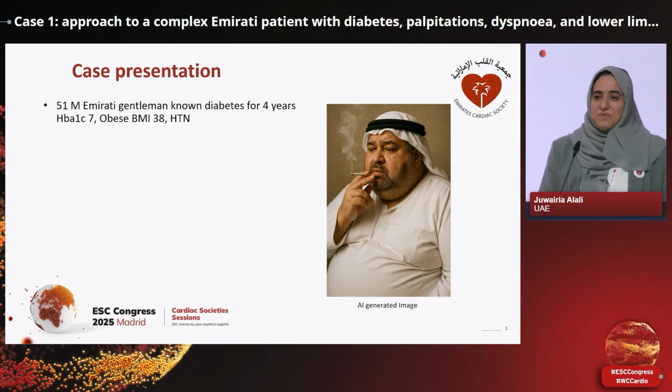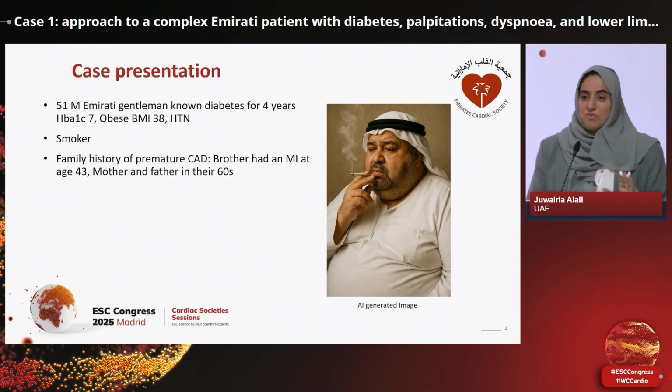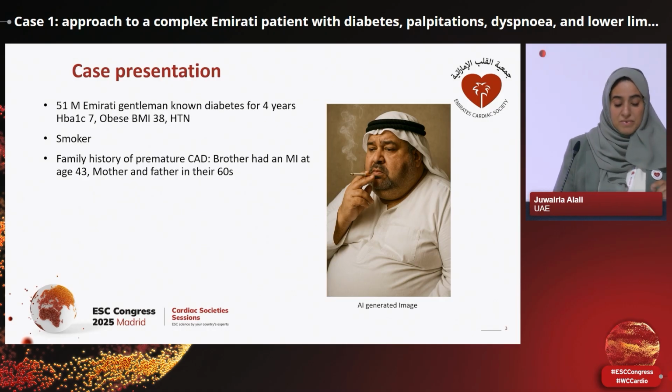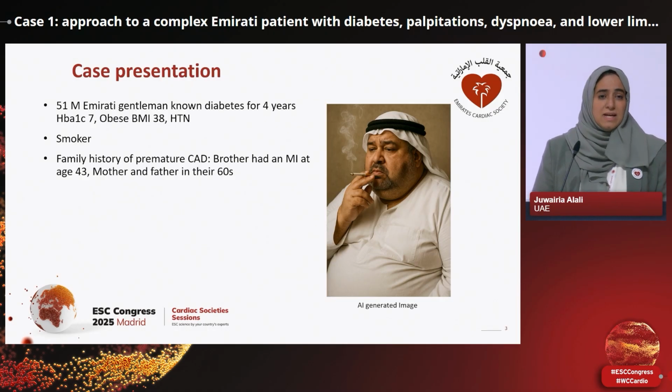So he is a 51-year-old Emirati gentleman. He's been diabetic for 4 years. He has a hemoglobin A1C of 7, which is not that bad. He's obese with a BMI of 38, and he is hypertensive. He's a smoker who refuses to quit smoking. And he has a family history of premature coronary artery disease. He has a brother who had an MI in his 40s, and his parents both had MIs in their 60s.